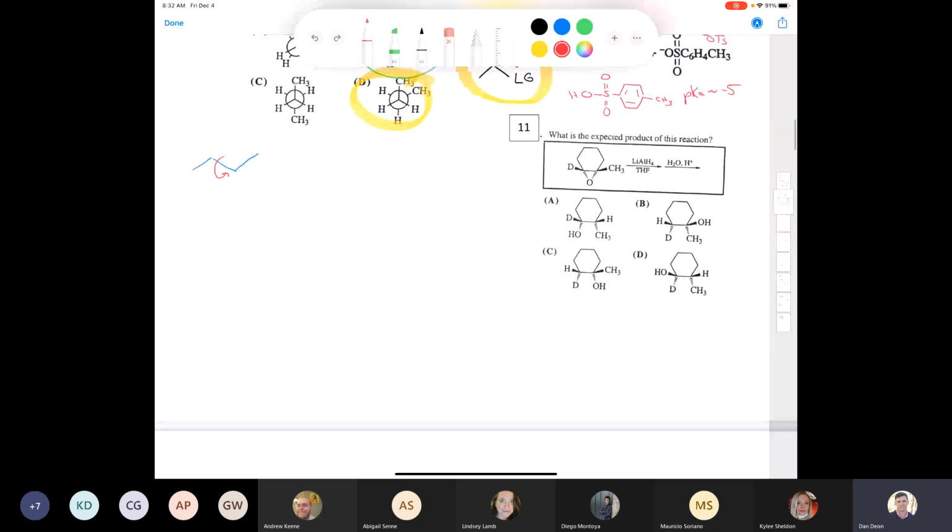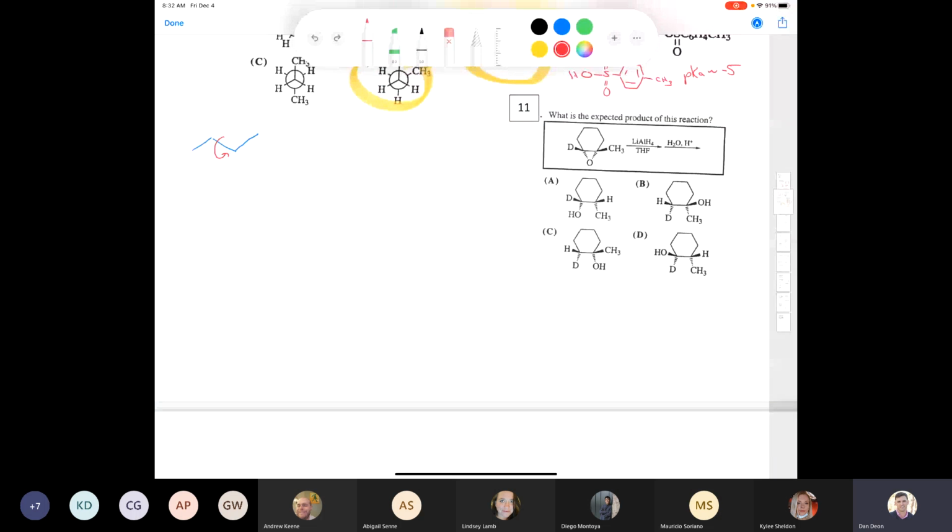Toluene sulfonyl. Okay, what is the expected product of this reaction? This is just a lithium aluminum hydride reduction. Before I answer it, I'll give you a second to look at it. Do some computing in your brain.